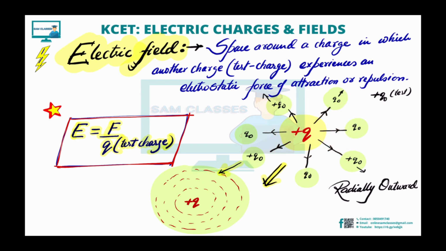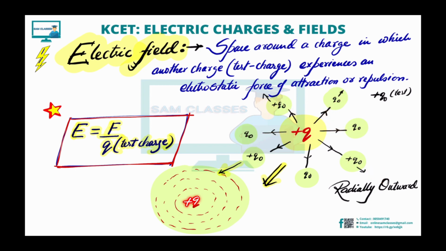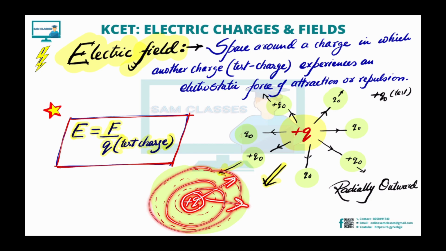So that's why the electric field for a positive charge is radially outward. The reason for radially outward is that when you bring a positive charge, a positive charge is already there at the center, so it will push it outside. So for each point, from whichever direction you bring it, the force will be radially outward. So for a positive charge, this is the electric field, radially outward.